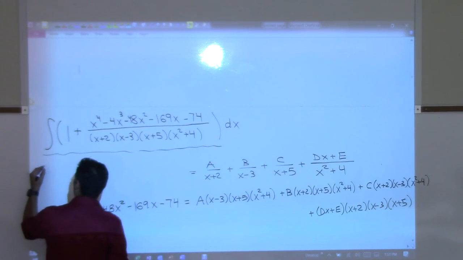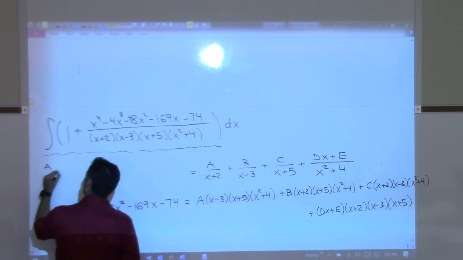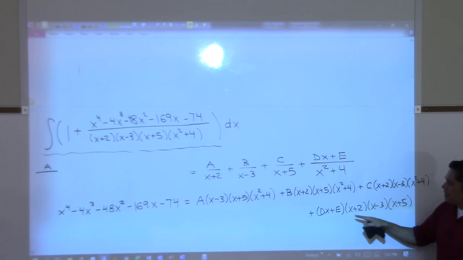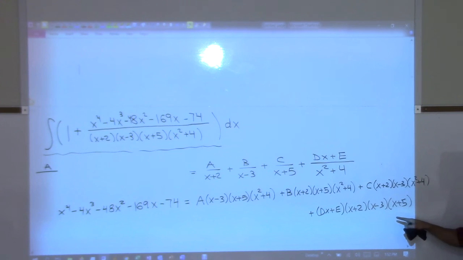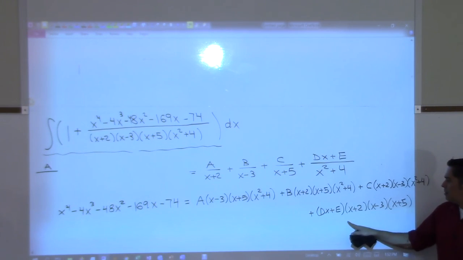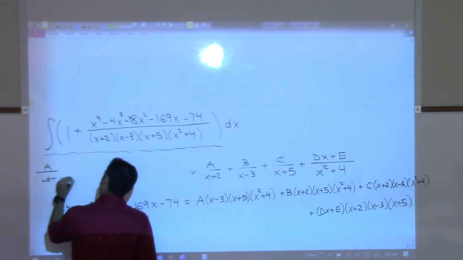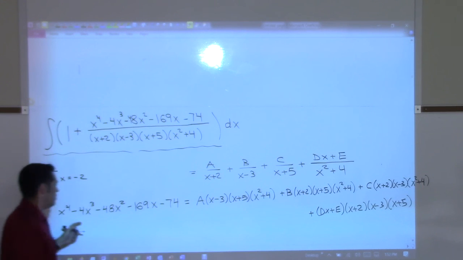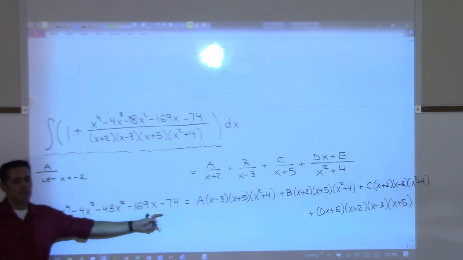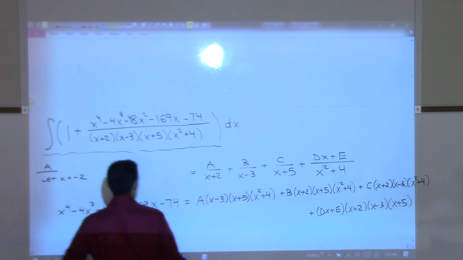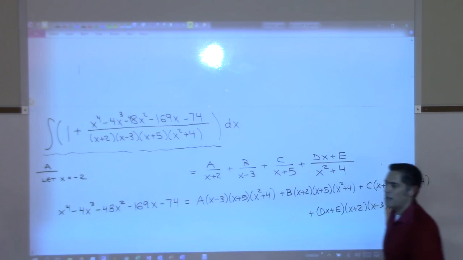Let's try and figure out what A is. If we wanted to know what A is, how could we get A by itself? Let x be negative 2. Negative 2 will kill this, this, and this. So to find A, we're going to let x be negative 2. Oh my goodness, we've got to plug negative 2 in over here? Does anyone know a short way to plug negative 2 in there?